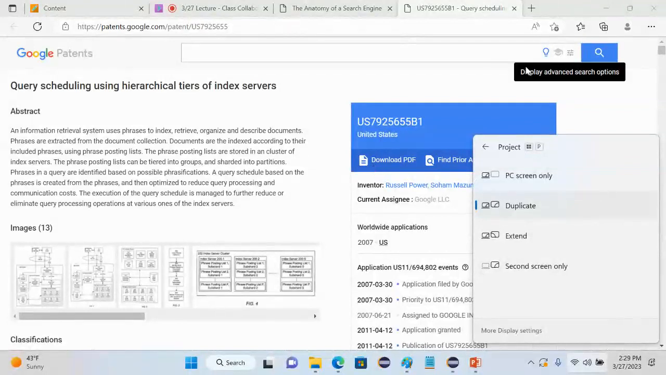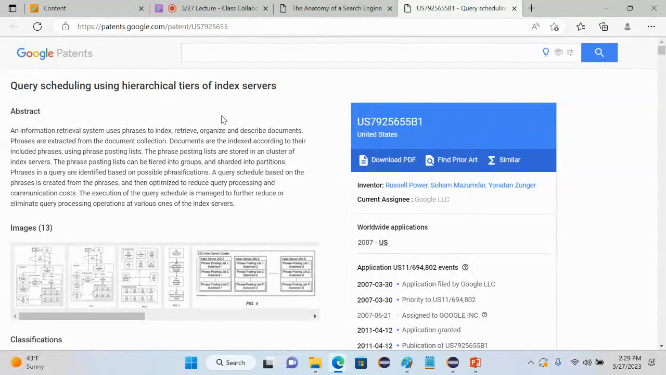However, what we can do is look at some of Google's patent documents. So this one, query scheduling using hierarchical tiers of index servers, which, believe it or not, you ought to be able to make a reasonable guess about what that means. Sounds complicated. It kind of is. But query scheduling, right? Well, how you're going to process the query and in what order and sequence and how you're going to arrange it, stuff like that. Hierarchical tiers, okay?